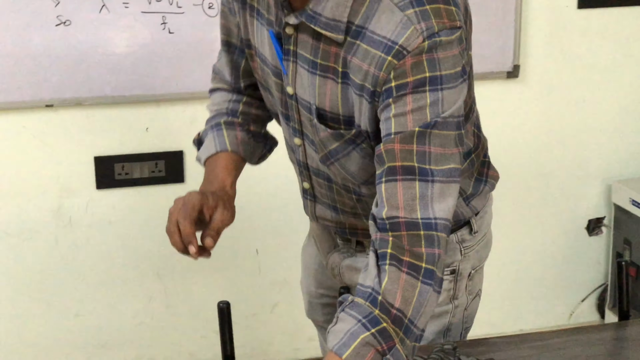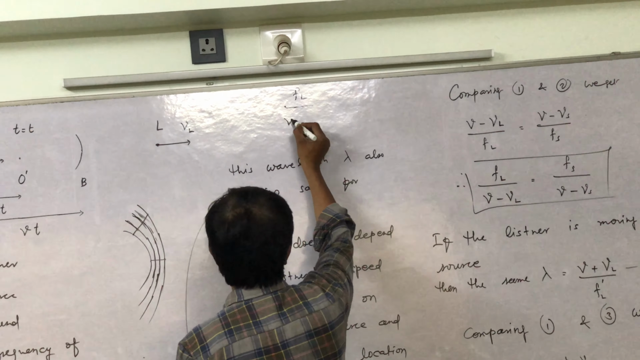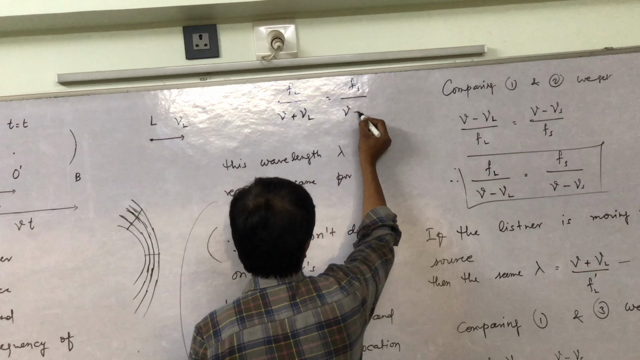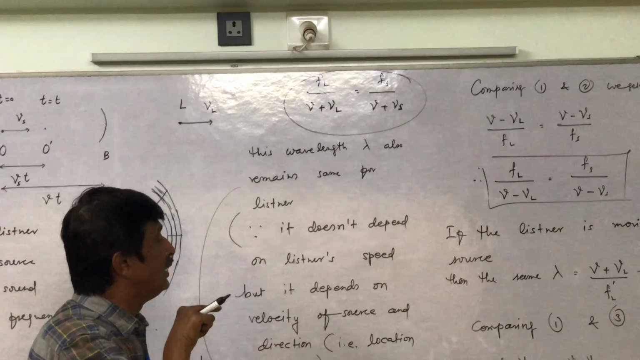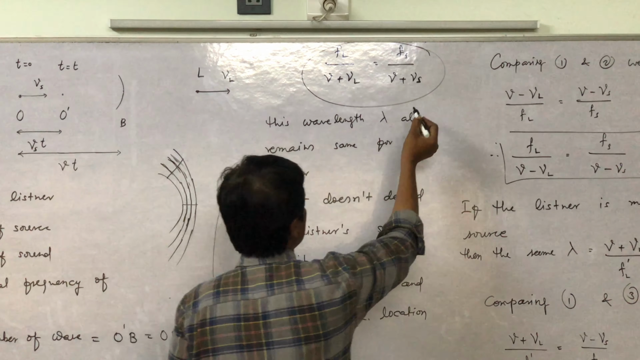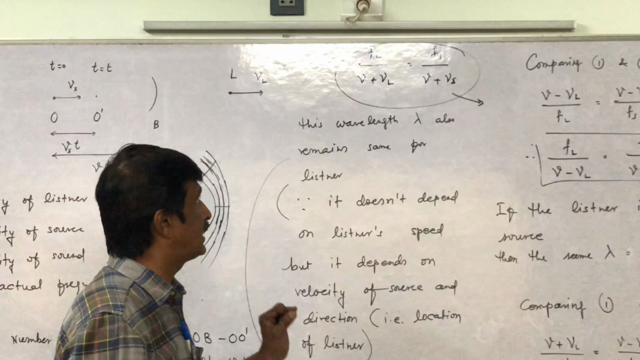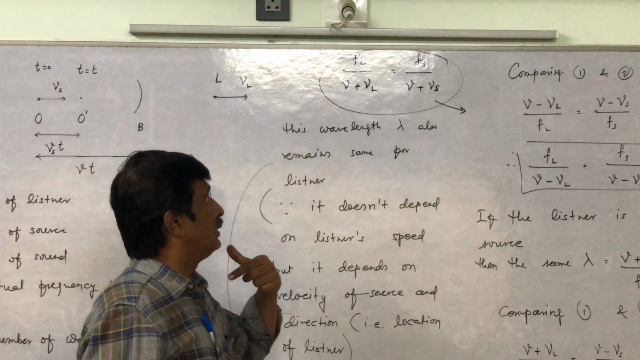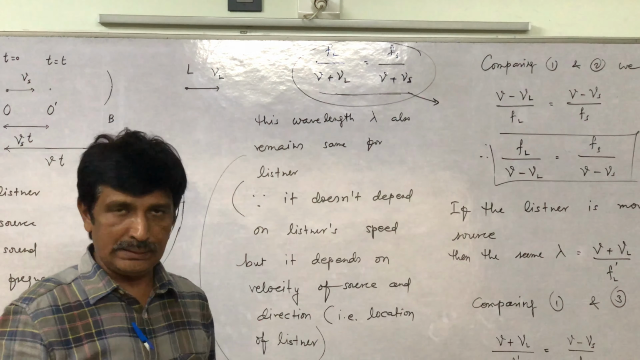Now, if we write fl by (v plus vl) equal to fs upon (v plus vs), by considering the sign convention, listener to source positive and source to listener negative, it is applicable for all the 4 cases. If we maintain the sign convention, listener to source positive and source to listener negative, we can apply this rule for any of the 4 cases.